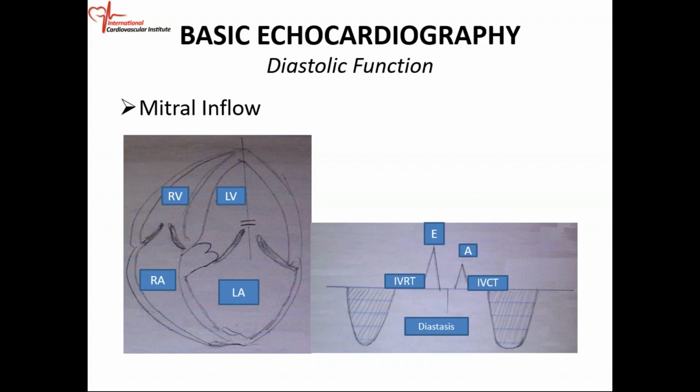So you can see this is your apical four-chamber view. This is the cursor. The sample volume is placed at the tip of the mitral leaflet, okay? And when you press your PW button, you get your LVOT flow, the IVRT, your E wave, diastasis, your A wave, and your IVCT, okay? So that basically depicts what we have been saying.